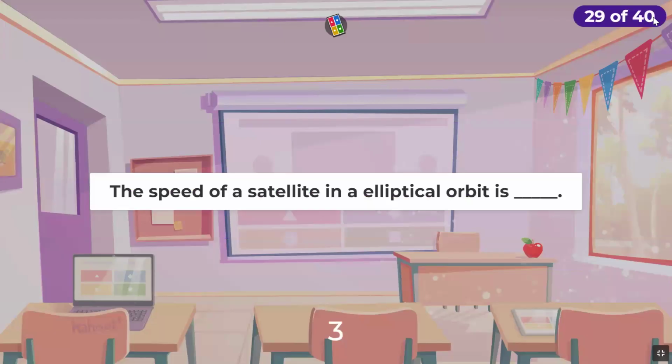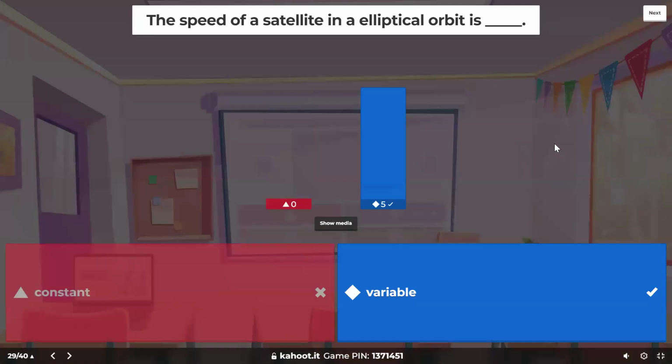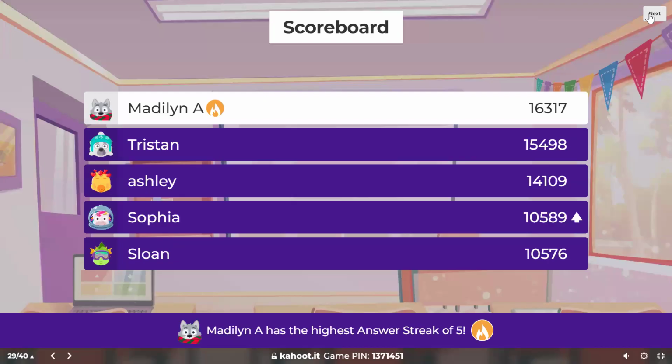Speed of a satellite in elliptical orbit. It's ellipses right here. Variable. It's going to change. Do you guys think it's going pretty fast when it's close to the planet and then slower when it's further away? Okay. All right.